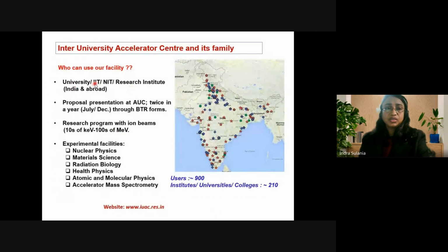Then who all can use the facilities? All the people and researchers who belong to universities and institutes of national importance, IITs, etc. We have the beam from tens of keV to hundreds of millions of electron volts. You can see these are the number of users in India, 900 users from various universities and colleges. We provide facilities in the fields of nuclear physics, material science, radiation biology, health physics, atomic and molecular spectroscopy, and AMS, accelerator mass spectrometry, for dating purposes.